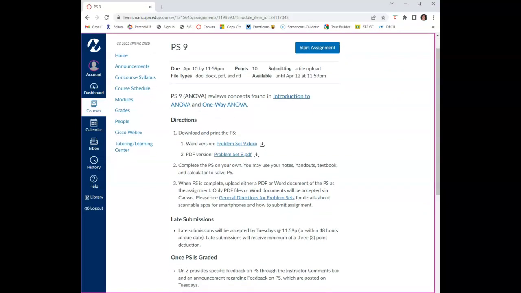The third assignment is problem set 9. This problem set reviews concepts in Introduction to ANOVA and One-Way ANOVA. This problem set will have you practice conducting a hypothesis test with one-way ANOVA. This week's activity will also be excellent practice for the summary and interpretation statements that you will provide in this problem set.